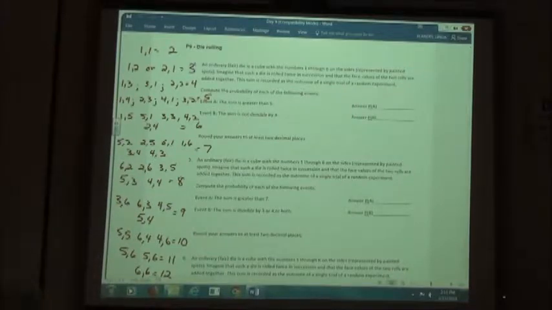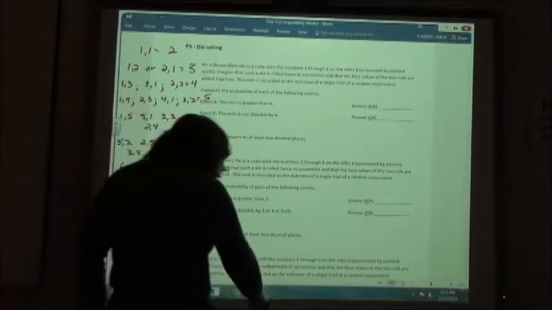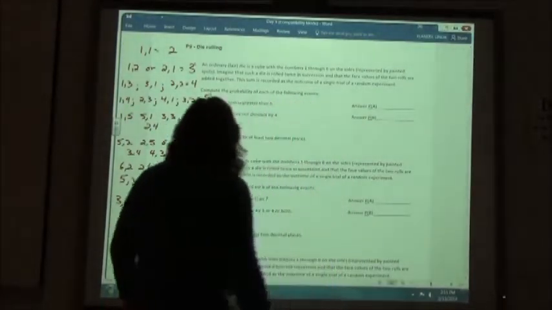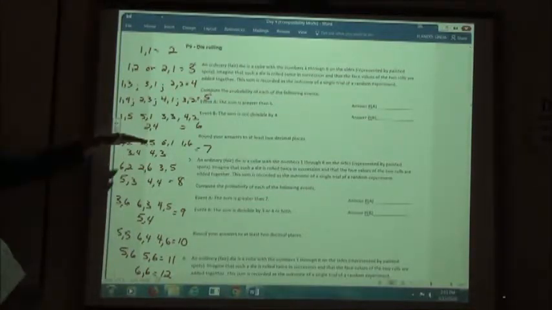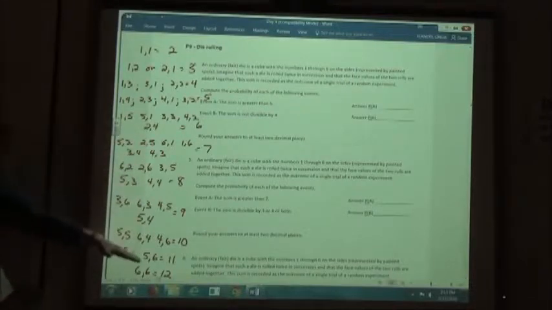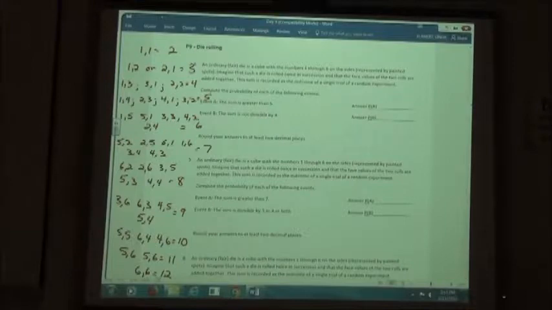There's all our possible ways, right? If we got them all listed, now we can answer all our questions. It says, first of all, the sum is greater than 6. So if my sum is going to be greater than 6, it means I'm going to get 7 through 12, right? I have to figure out how many ways I can get a sum of 7 to 12.